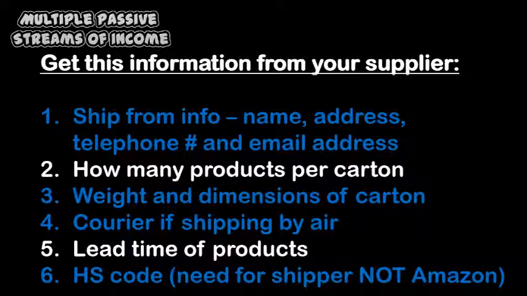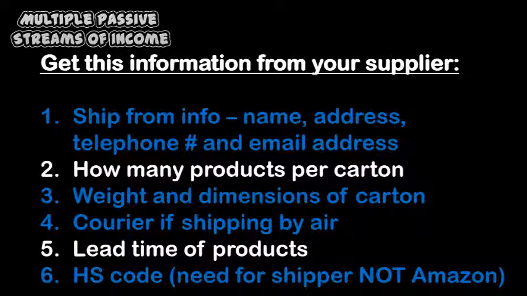Now, you will need to obtain information from your supplier that you will need for your shipping plan. This information includes the ship from information. So you will need the name, the address, the email address, and the telephone number of the location that your product is shipping from. You will need the carton info, and that is the amount of products that will be packed into each carton, the weight of the carton, and the dimensions of the carton, which would be the length, the width, and the height.